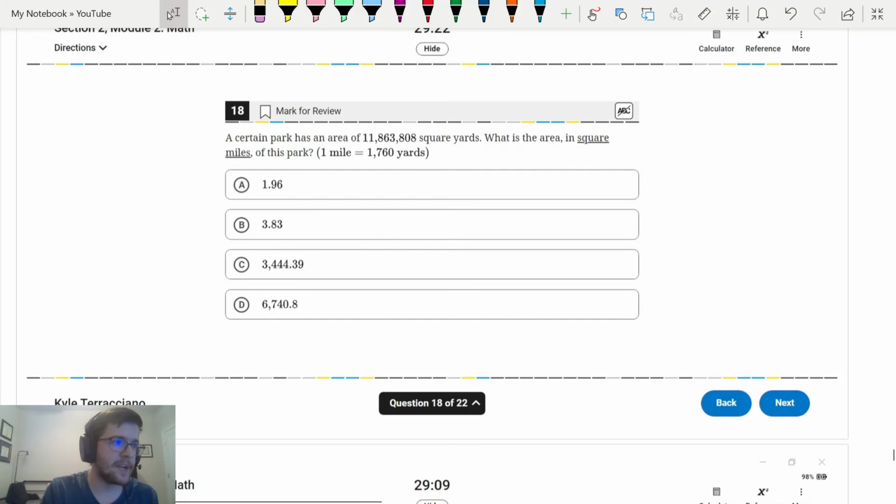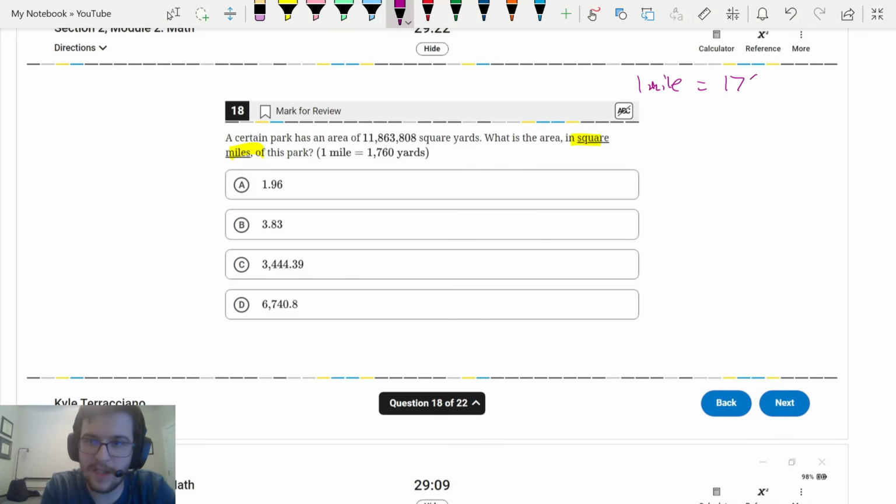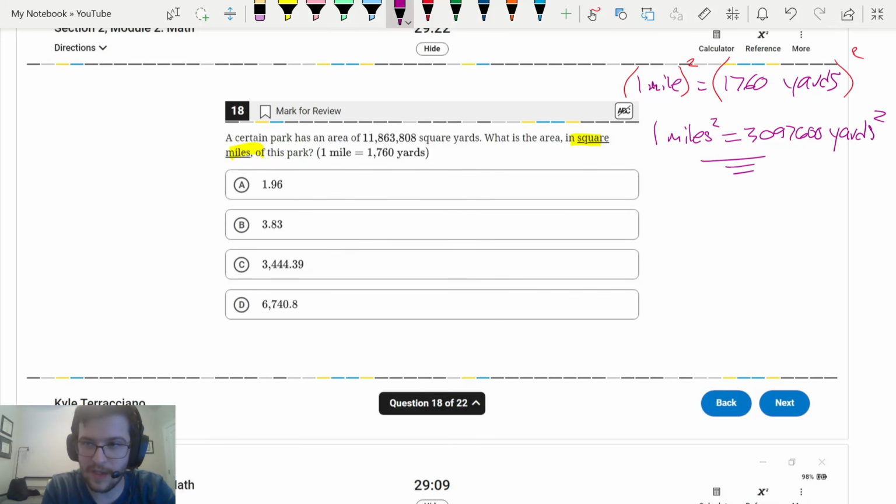Okay, this was on the last practice test. When you have square units, you have to square the conversion factor. So the very first thing you're going to do: 1 mile equals 1760 yards, okay? And you're going to square both sides to get square units. And we get 1 mile squared, or square mile, we could call it, is equal to 1760 squared, which is 3097600 yards squared. And that's going to be your unit conversion, this guy.